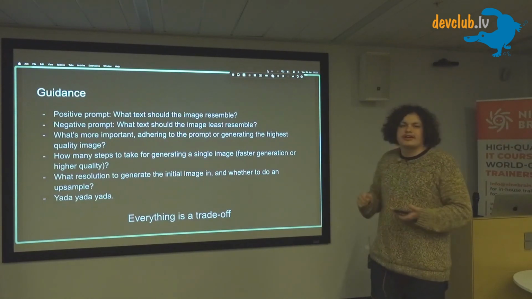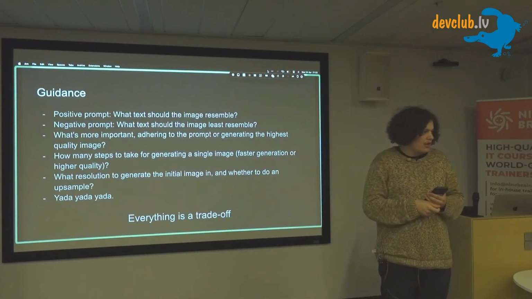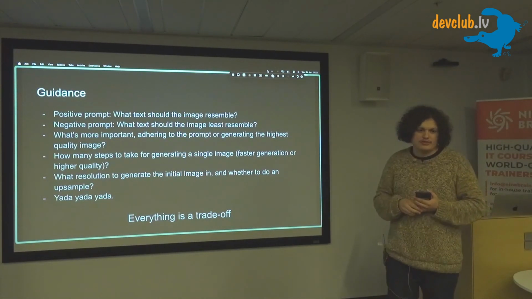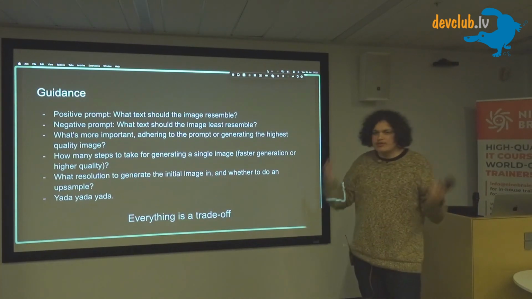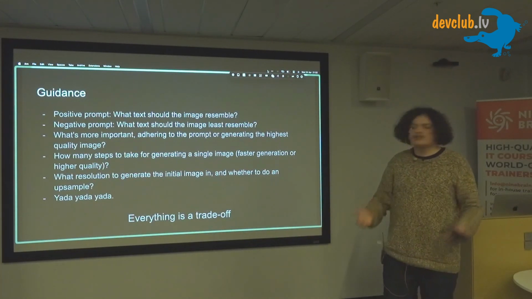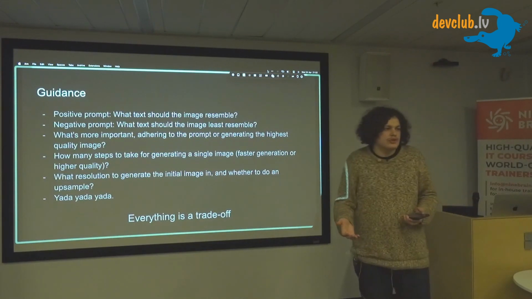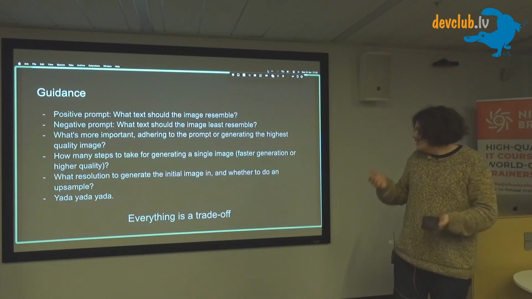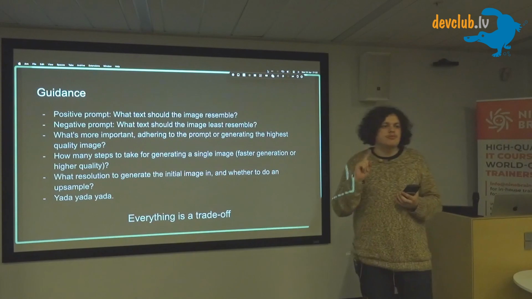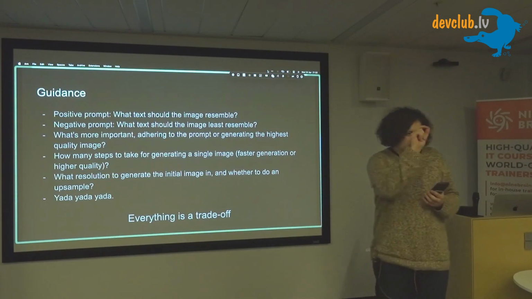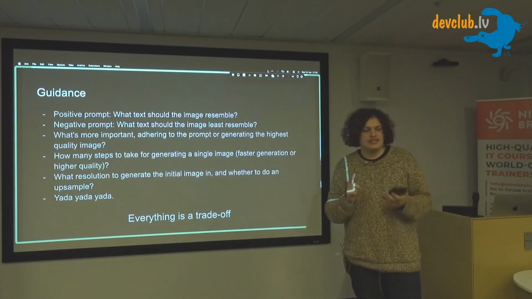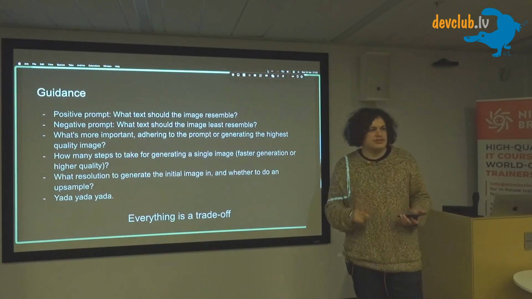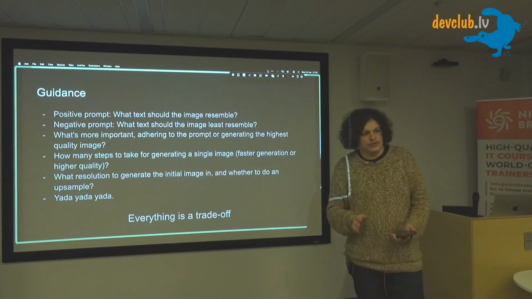Okay, so how can you manipulate the image generation? There are a lot of textual and other settings. So you can write the positive prompt, what text the image should resemble, and the negative prompt, what the image should resemble the least. But the most important thing here is that there are a lot of different settings, but all those settings are a trade-off. You cannot have an ideal setting which will always generate the thing that you really need.